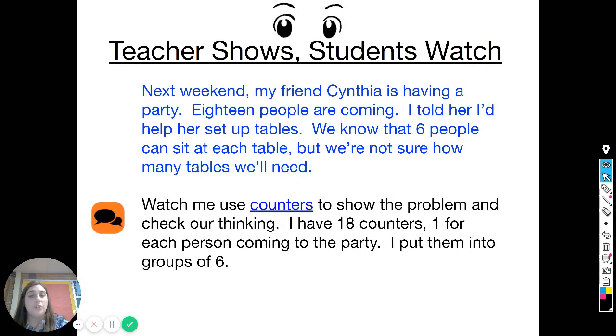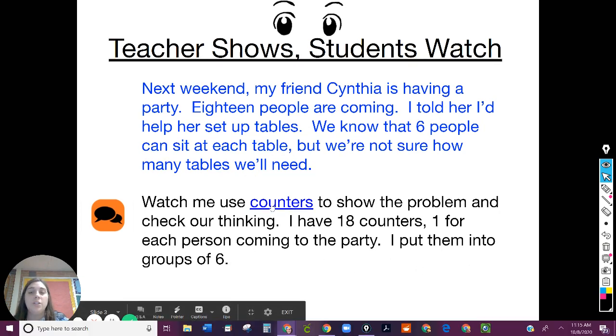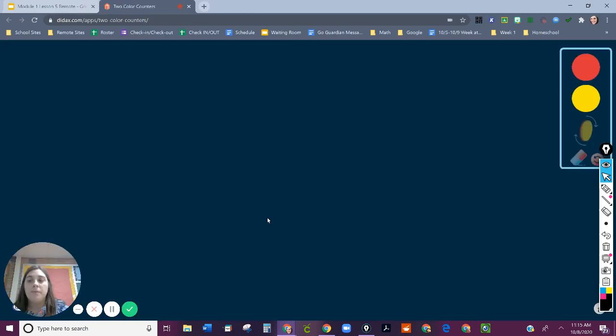Watch me use counters to show the problem and check our thinking. So I'm going to have 18 counters, 1 for each person coming to the party, and I'm going to put them into groups of 6. So let's watch how I do this. First, I need to count out 18 counters.